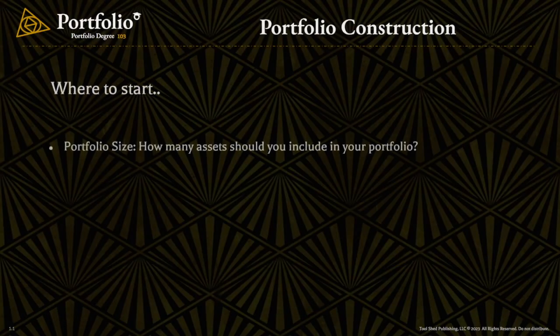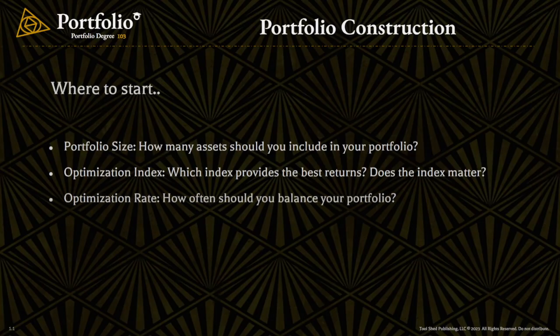Now, getting into portfolio construction. So what are we talking about when we say portfolio construction? Well, we wanted to look into things like portfolio size, meaning how many assets you should include in your portfolio. We wanted to get into researching indexes for optimization, indexes like the S&P 500 or the Dow Jones Industrial Average, essentially to understand if changing any of that made a difference.